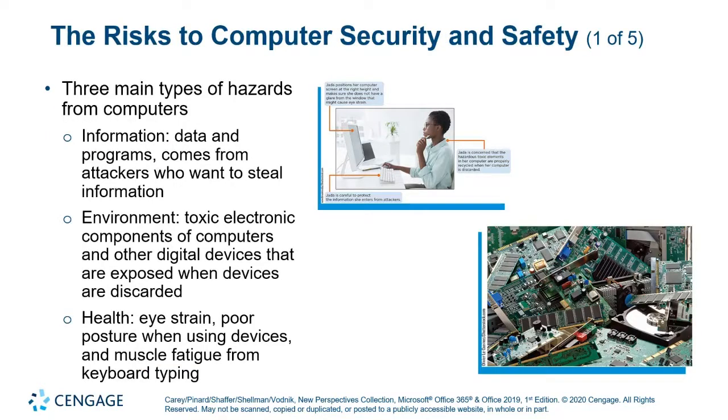So, when we talk about computer security and safety, we're really breaking this down into three main categories. The first and most obvious one, the one that we all think of, is information risks. What that involves is programs and data trying to be stolen from you by some sort of attacker. There are various kinds of attackers, and we're going to discuss that in a few. But in general, this is the kind of risk that we talk about most often when we're thinking about computer security and safety. And as you might expect, that is also the focus of this week's presentation.